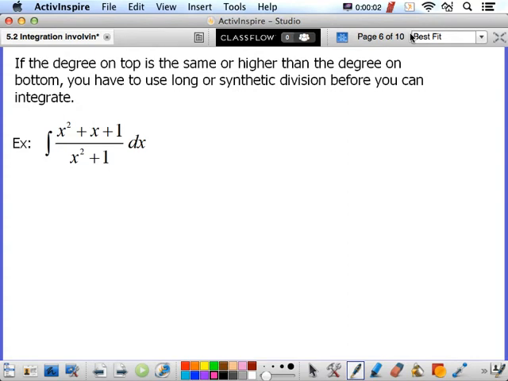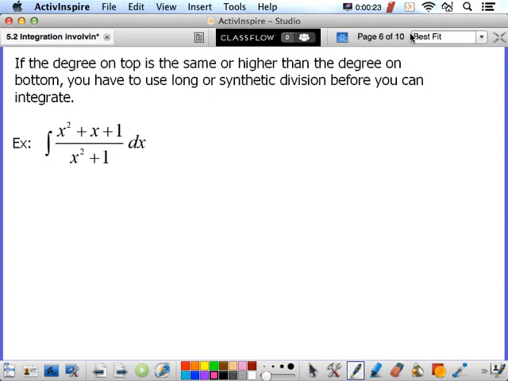The second part of this section, you need to understand that if the degree on top is the same or higher than the degree on bottom, there is no way to integrate that rational function unless you use long or synthetic division to split it up into different pieces.